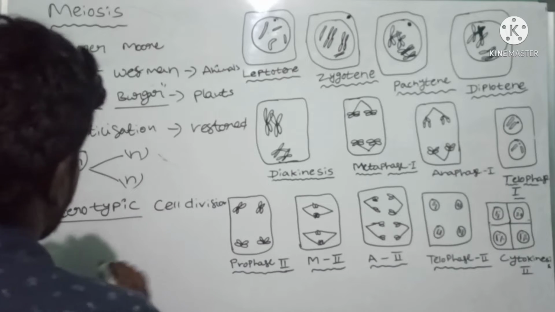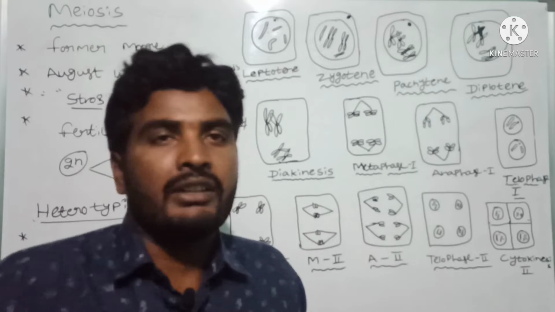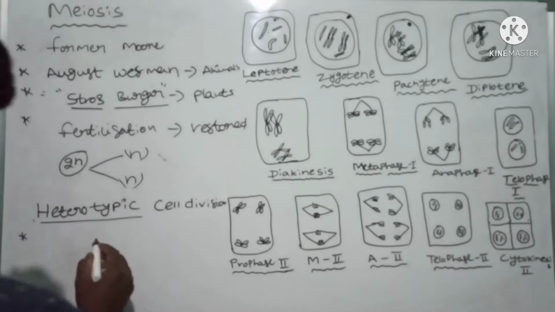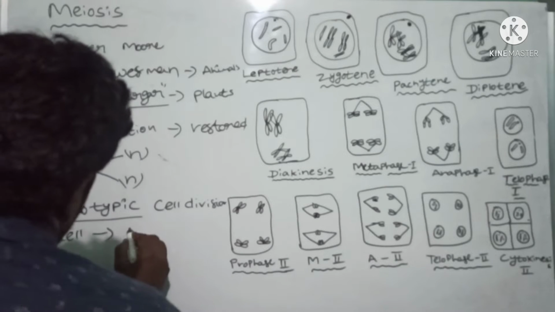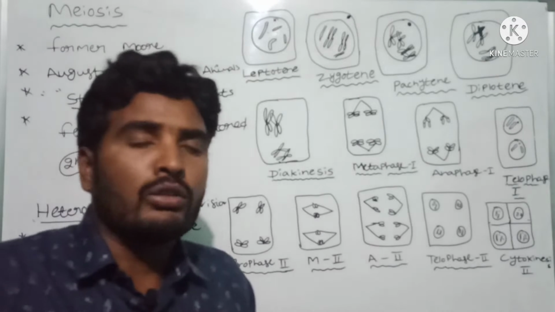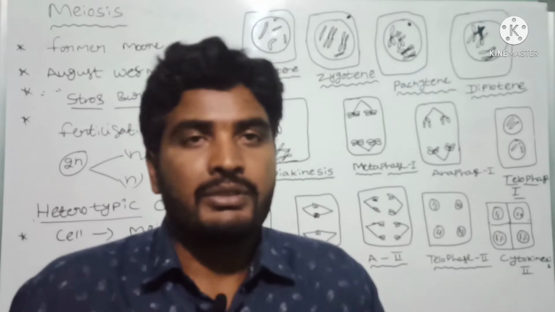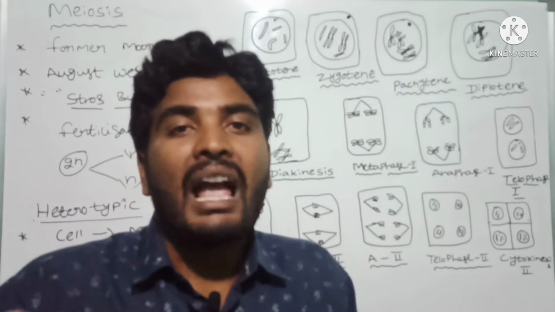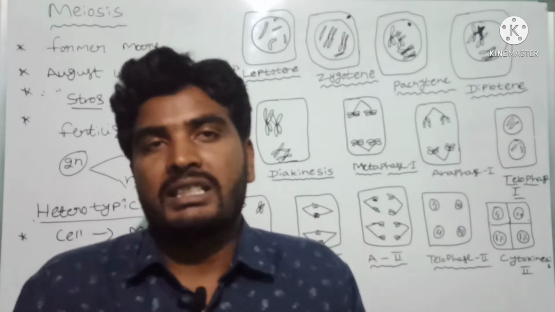Now, the cell which shows meiosis cell division is called a meiocyte. Based on the meiosis cell division, it is divided into three types: sporic meiosis, gametic meiosis, and zygotic meiosis.